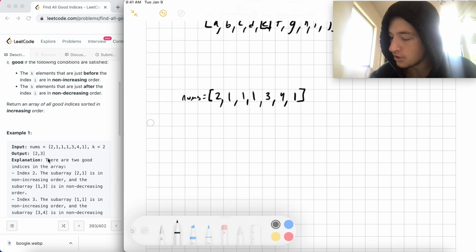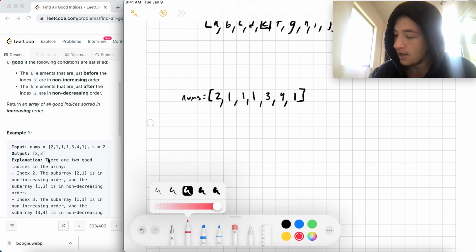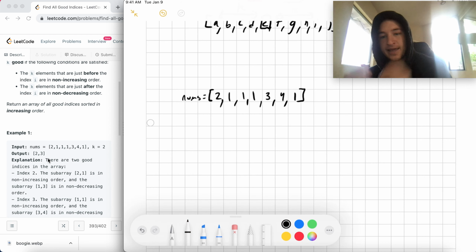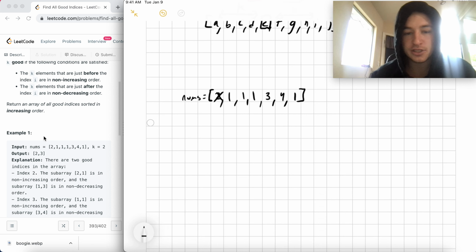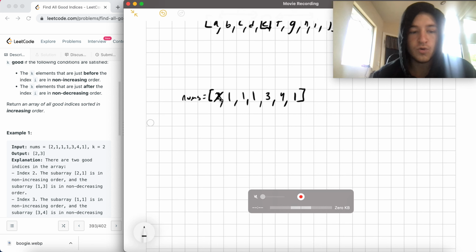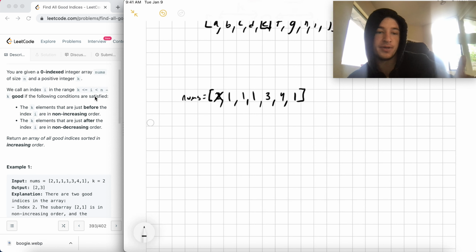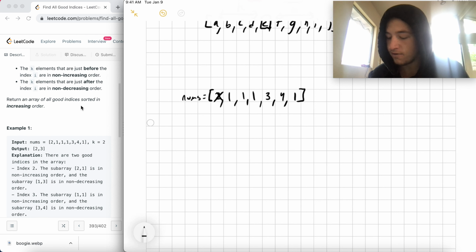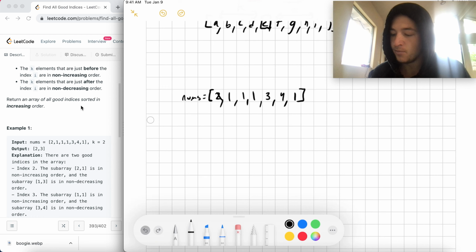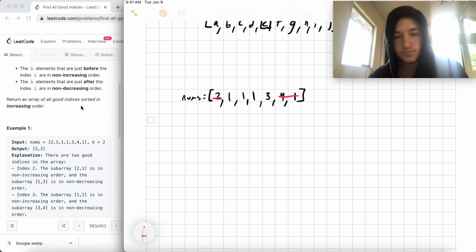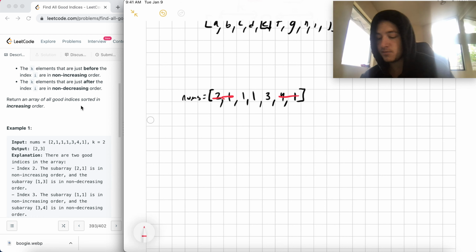The first thing we should note is we have to automatically mark off the edges, they can't be solutions. This can't be a solution because there's no k elements to the left. There has to be k elements to the left to check, and I know that because of this condition here, k less than or equal to i. So we have to start at the kth element and we can't look past k elements to the right. So these are automatically X'd out, because you have to have k elements to the left and k elements to the right to check.